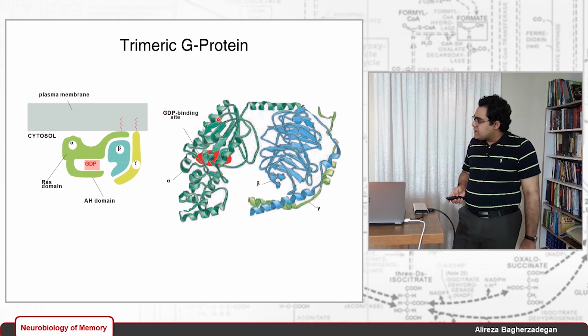So here we have the alpha subunit with its GTP or GDP binding site. We have the beta subunit and the gamma subunit.